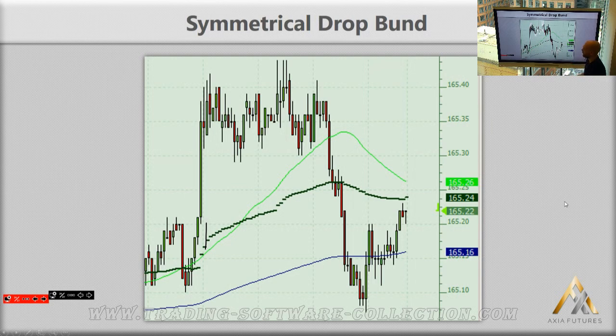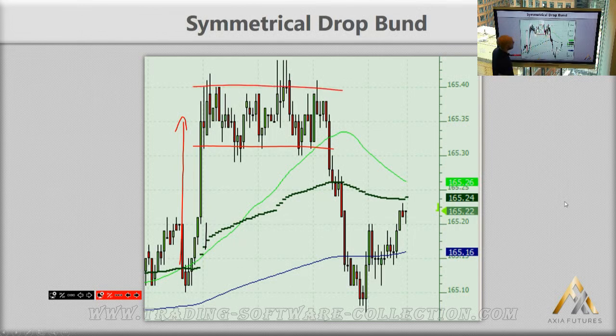The idea of a symmetrical drop is that you get an explosive move up, and after you've seen this strong move that's basically showing you people want to buy this market, you don't get a wedge, you don't get a flag, you just get range. And that's showing complete two-way activity in the market. There's no real bias within the market.